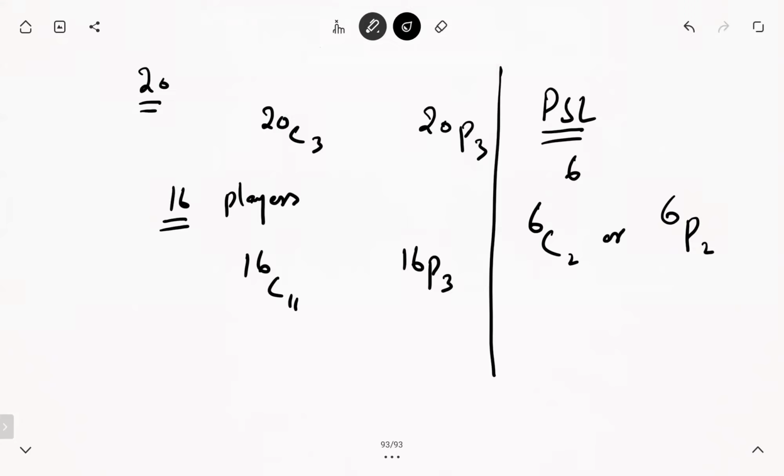It's a single match. So if you write Islamabad and Lahore, then Lahore and Islamabad, internally the order of those two is not important. So simply you will apply 6C2 because order is not important. And 6C2 is 15. So if all the teams play matches with each other, there will be 15 matches in total.